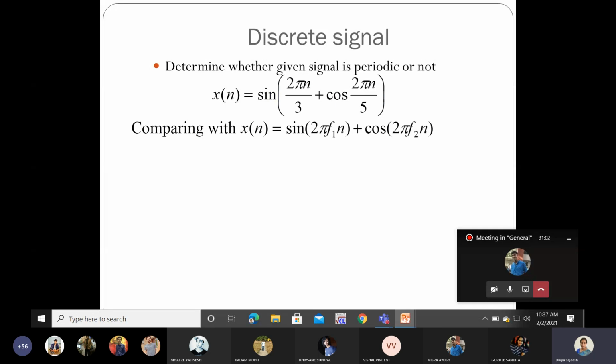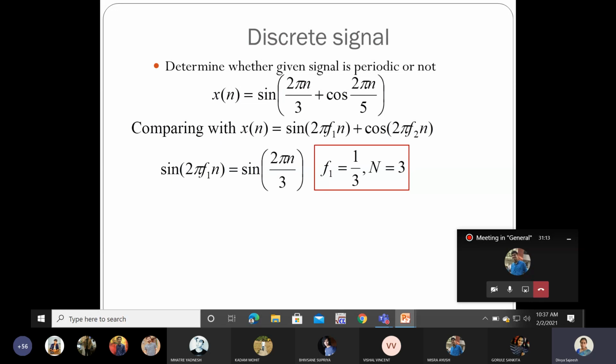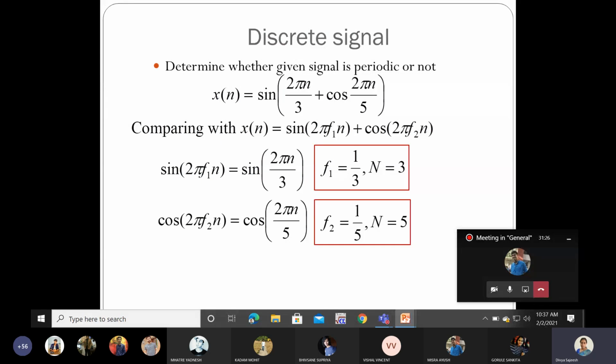So here also let us compare it with the general form and obtain the fundamental frequencies f1 and f2. We obtained f1 as 1 upon 3. So if you obtain 1 upon 3, then I can take capital N equal to 3. Your fundamental period contains 3 samples. Now let us compare the other one and obtain f2 as 1 upon 5. Here N equal to 5. That is, your fundamental period contains 5 samples.